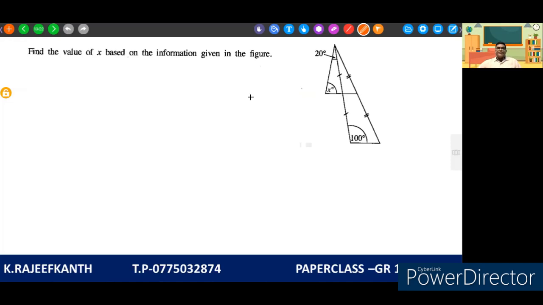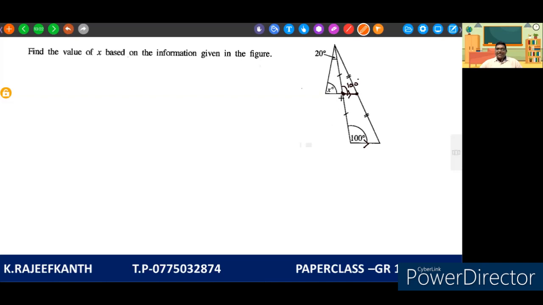Right, here, find the value of x based on the information given in the figure. Here they have given these two are midpoints because these two sides and these two are also equal. Right? Then we can mark these 2 points are midpoints. Now we are joining these two midpoints. Then this line will be parallel to the third side, isn't it? So here we can mark these two are parallel. If these two lines are parallel, then we can mark this angle as 100 degrees because these two are corresponding angles.